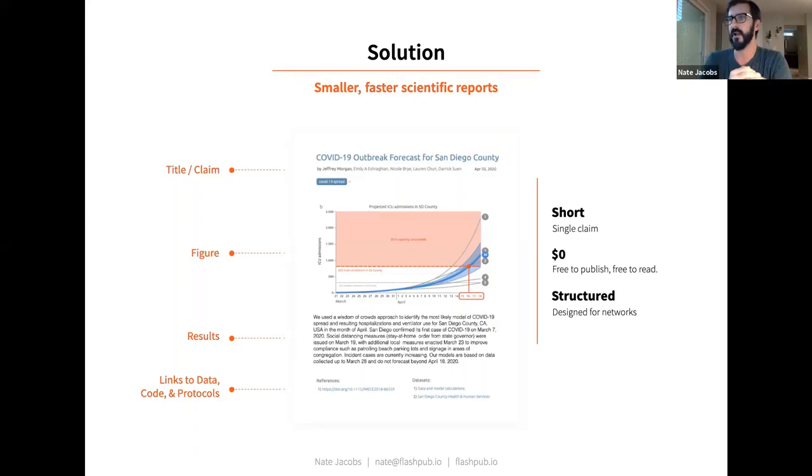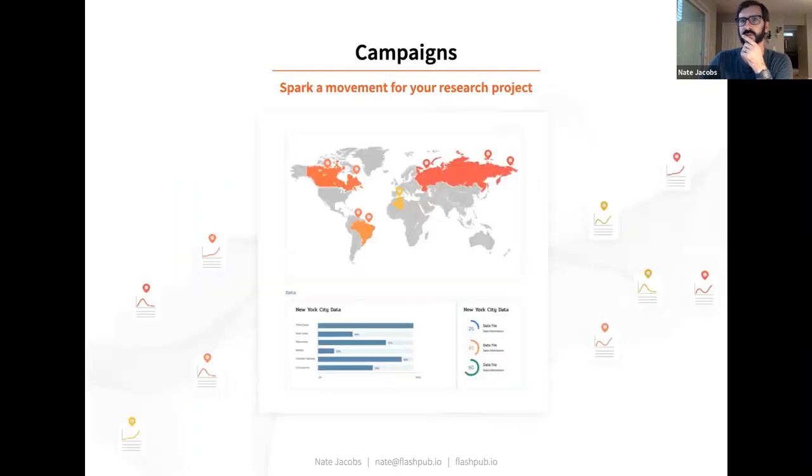But again, it's a single figure with a brief description of the results. Essentially, we wanted it to read like a results section, but all the detailed methods can be linked out. So protocols, data, code, all of that can be linked out, so you can get to it and go through all those details, but it's not going to weigh down the length of that paper. We're basically diamond OA, free to publish, free to read, and trying to structure as much of that as possible to help with the linking and the downstream features.